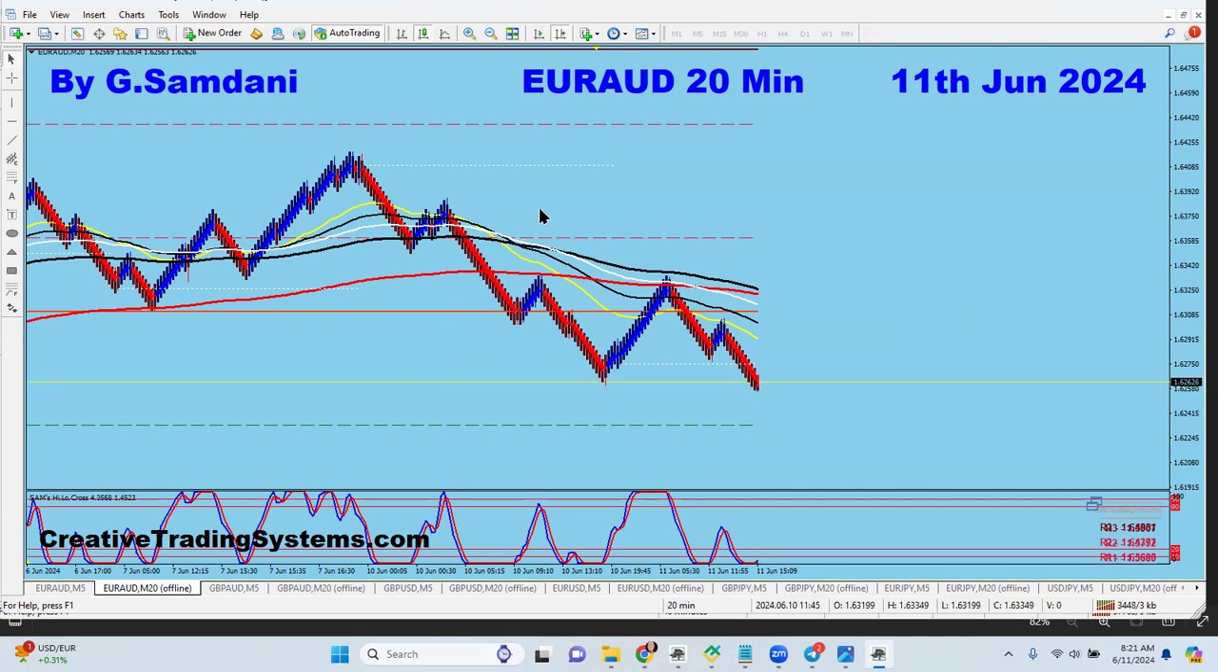Pound yen is 70 pip. It's nothing, right? Usually I have 100 pip, 120 pip, 130 pip pound yen trades, right? Similar with euro-AUD. Euro-AUD, I'm pretty sure it's going to drop here, right? And then I'll have it.